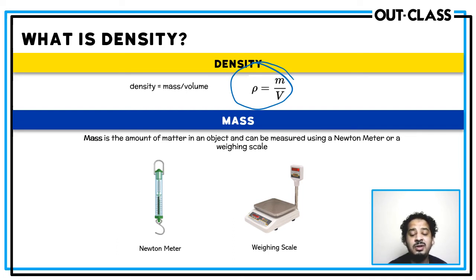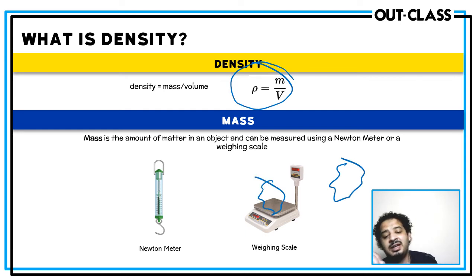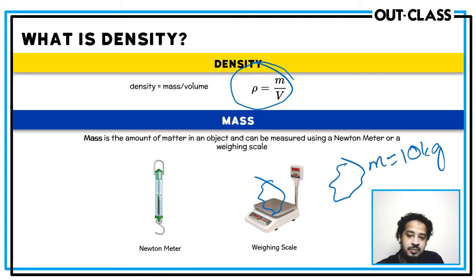Now, how do you figure out what mass is? Suppose you want to measure the density of, I don't know, you have an object that looks like this. तो अब आप क्या करेंगे कि सबसे पहले उस object को आप बिठाएंगे on a weighing scale. That will tell you how many kg that object is. It will tell you the mass. So for example, when you put this, you discover that the mass is like 10 kg.